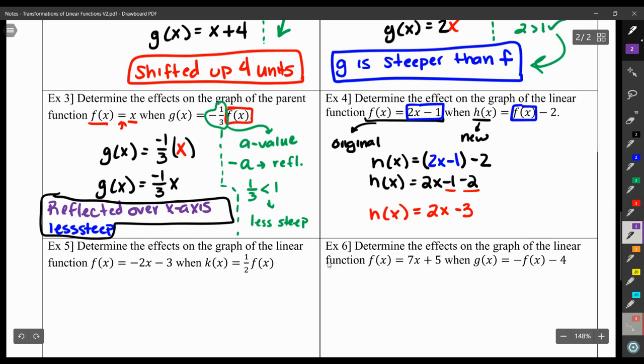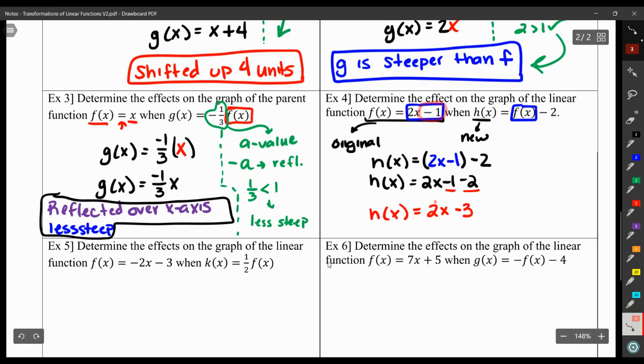And now I'm going to compare. So I'm going to compare f of x to h of x. So what I notice is this. This guy had a slope of 2, and my new slope is still a 2. So since this number did not change, there was no change in slope. So the steepness is the same.